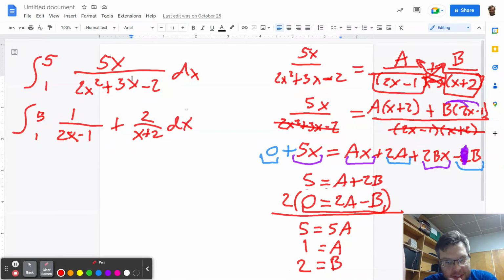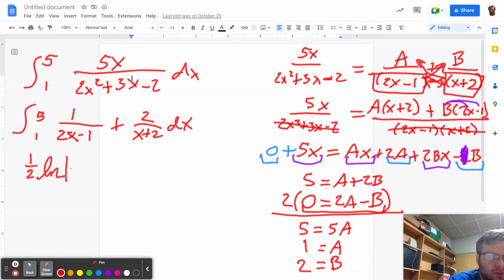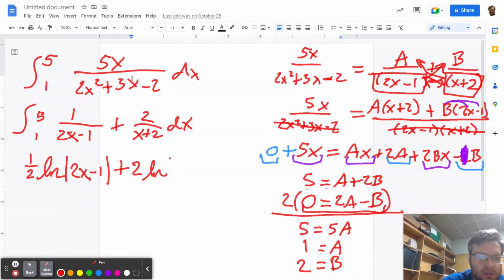Each of those is just a natural log when you take its integral. This one is 1/2 times the natural log of the absolute value of 2x minus 1. The 1/2 comes from the fact that the derivative of the inside function is 2. So I did like a mini u substitution there. And then this is 2 times the natural log of x plus 2. So that's the antiderivative. So then we plug in the 1 and the 5 and see what happens.